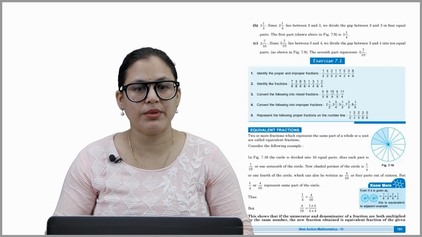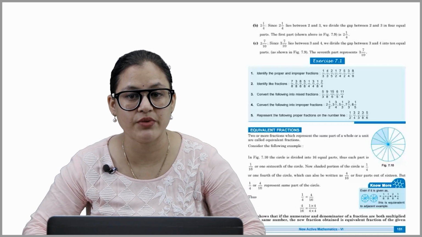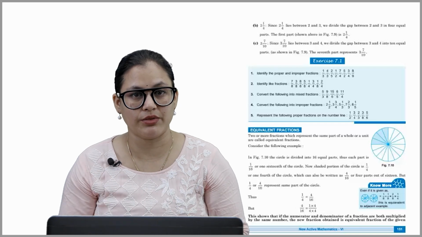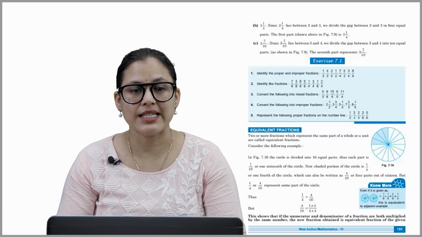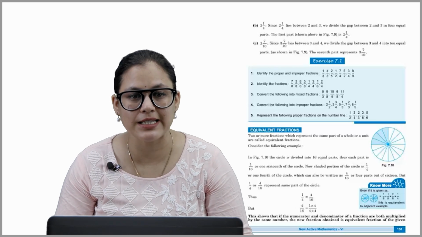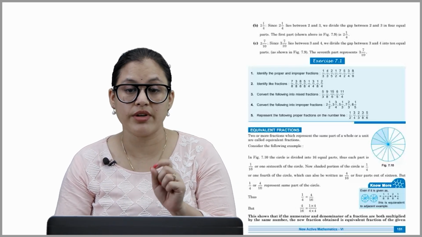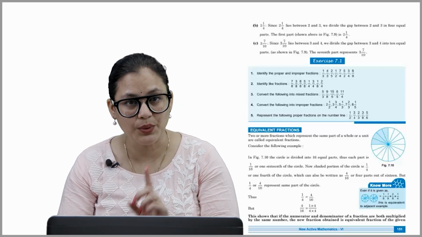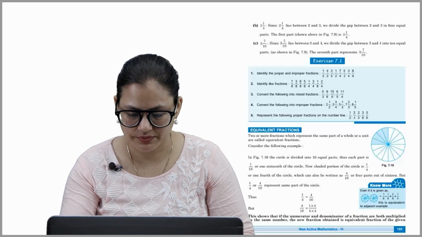B, 2 whole 1 by 4. Since 2 whole 1 by 4 lies between 2 and 3, we divide the gap between 2 and 3 into 4 equal parts. The first part is 2 whole 1 by 4, as I showed you on the number line. And see, 3 whole 7 by 10. Since 3 whole 7 by 10 lies between 3 and 4, we divide the gap between 3 and 4 into 10 equal parts, and the 7th part represents 3 whole 7 by 10. Okay, let's do exercise 7.1.